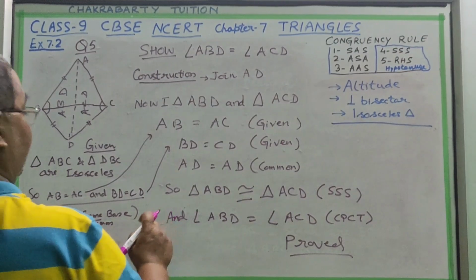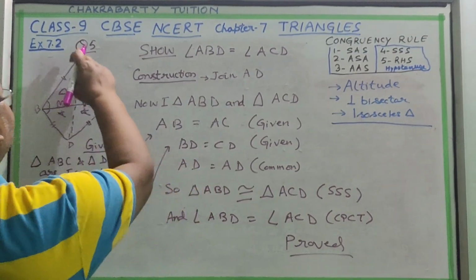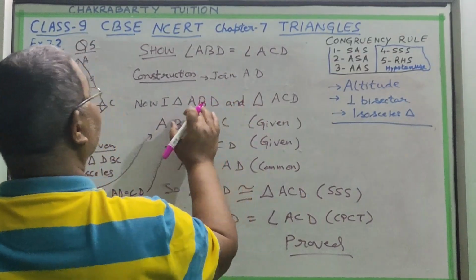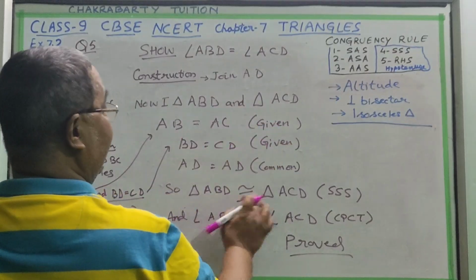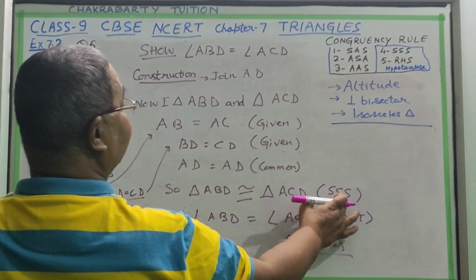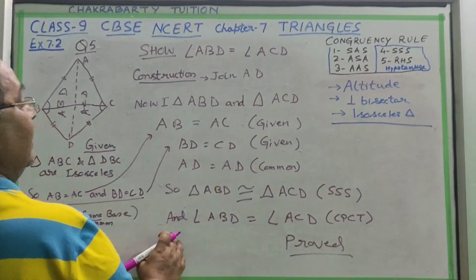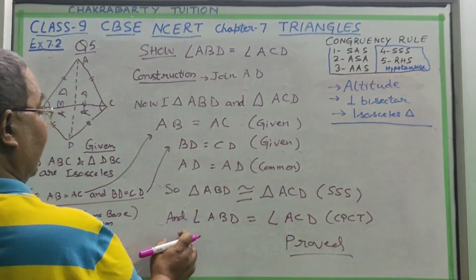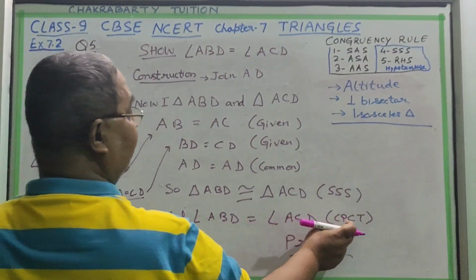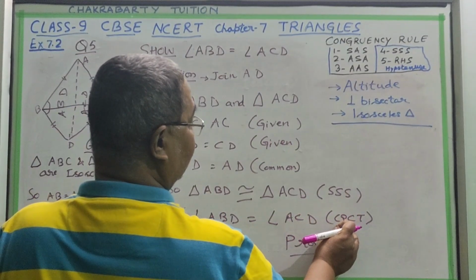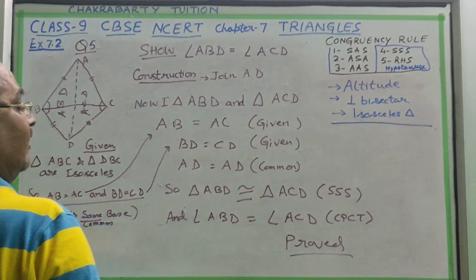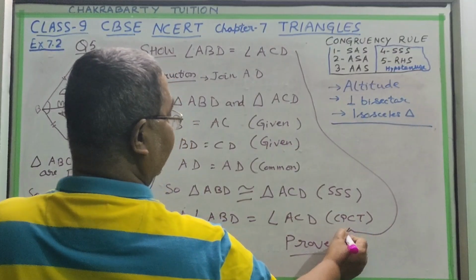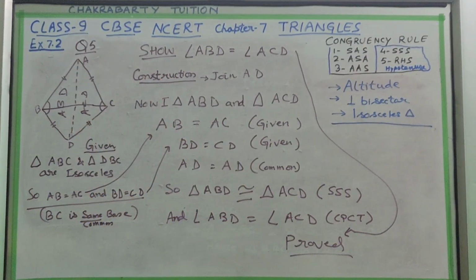And the AD line you have constructed is also a common line. So these two triangles ABD and ACD will be congruent on the basis of the side criteria. So angle ABD and angle ACD will be equal, because corresponding parts of congruent triangles are always equal. They wanted you to prove it, and it is proved here. Now question number 6 we are going to do.